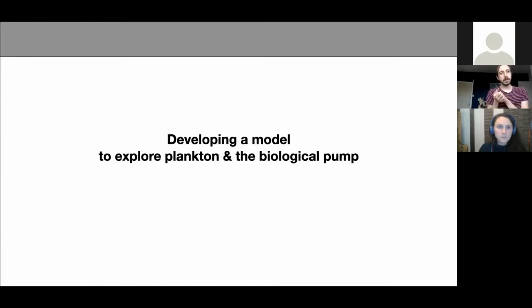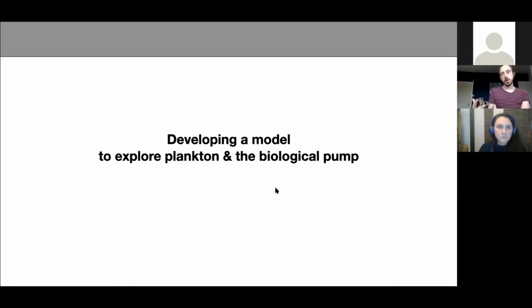To do this, we need a model that can first resolve plankton ecosystems, something about the diversity. And we also need a model that can be run for timescales that facilitate us looking at the biological pump, so this is a minimum of about 1,000 years. And we also need the ability to run it for paleoclimate and the timescales associated with paleoclimate, which is typically much longer.